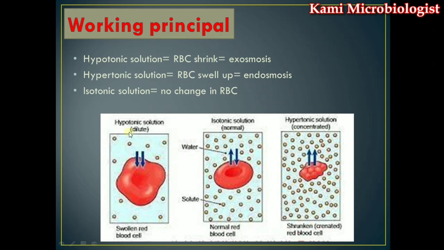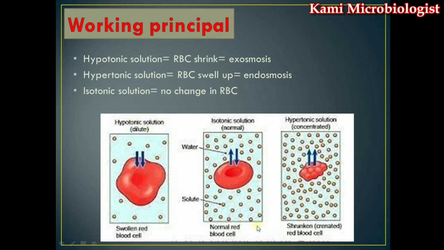The first solution represents a hypotonic solution, and we added the RBC. In this case we have a lower number of solutes outside, as you can see, while the RBC has a large number of solutes. So the water molecules move from low concentration to high concentration, and due to this the RBC will swell up and burst. So this mostly occurs in the hypotonic solution.